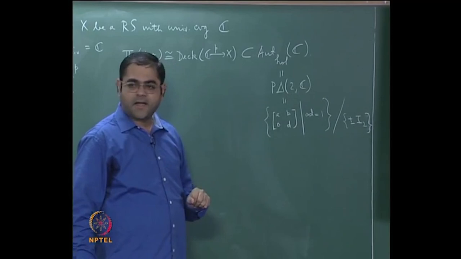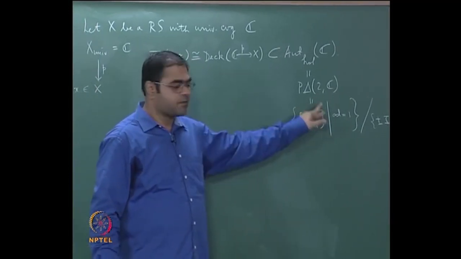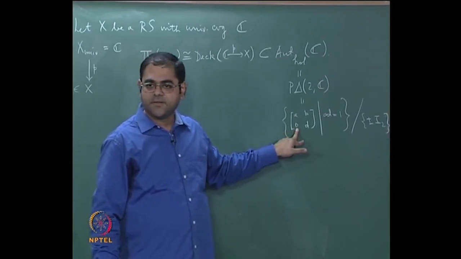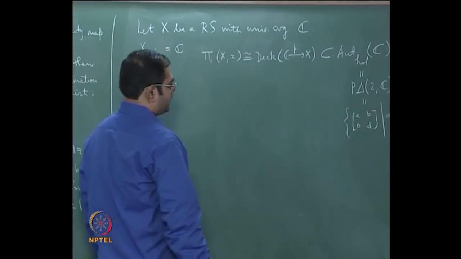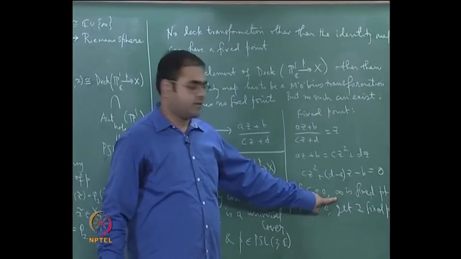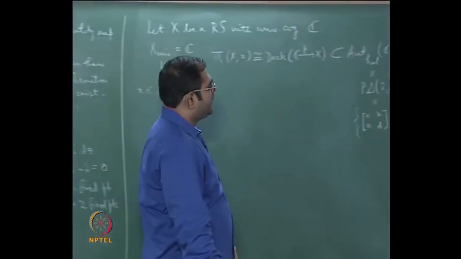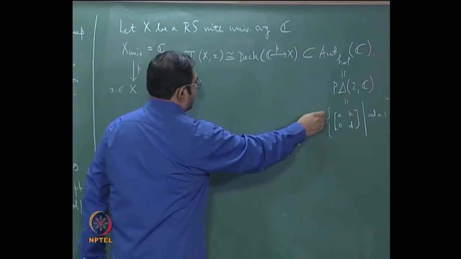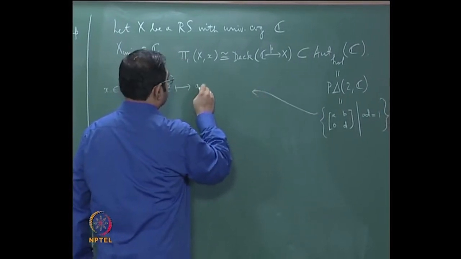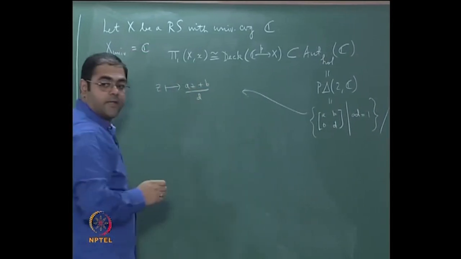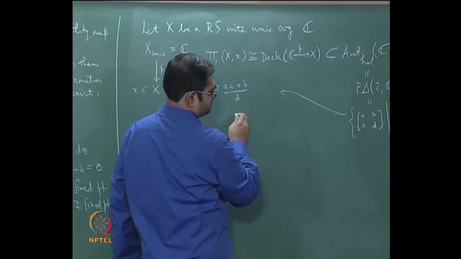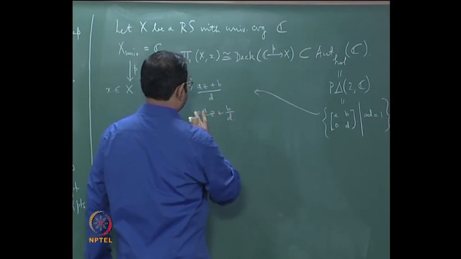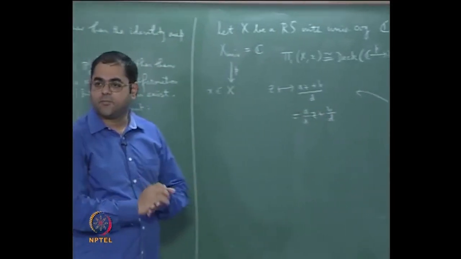But here I want automorphisms of C, and the automorphisms of C will have this upper triangular form. If it is an automorphism of C, infinity has to be fixed. Therefore I cannot have this C term here, so I have this upper triangular form. As I have already pointed out, if C is 0 then infinity is a fixed point, and that is exactly what happens. Now let us look at all these Mobius transformations. If you take an element from here, it is going to look like z going to (Az plus B) by D. I can as well write it as (A by D) z plus (B by D), because I can just divide throughout by D.